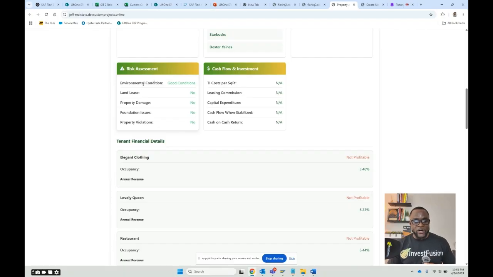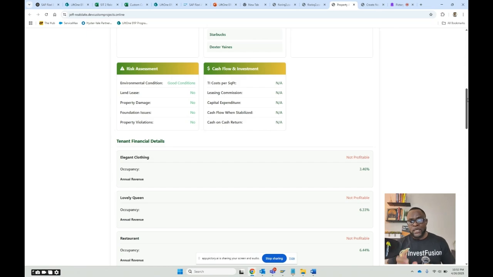It looked at the environmental condition of this property. It said good conditions. Is this property on a land lease? It says no. Property damage? No. Foundation issues? No. Property violations or zoning violations? It says no. So right off the bat, you know for a fact that the condition of this property, or the BTI, the big ticket items that you will spend money on, like foggy windows, is already removed off the bat.